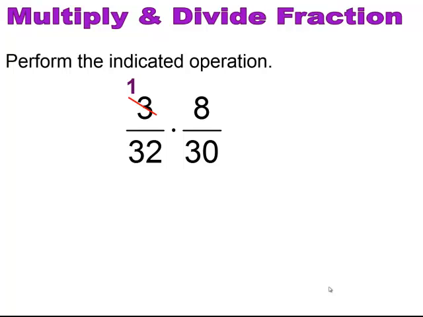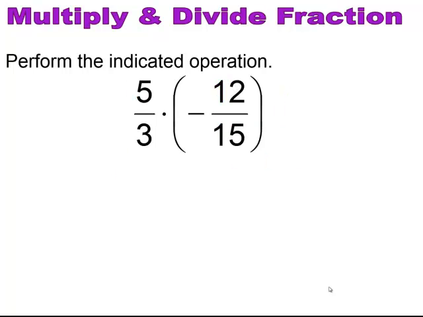So I simplify first. 3 goes into 3 once, 3 goes into 30 10 times, 8 goes into 8 once, 8 goes into 32 4 times, multiply across, 1 times 1 is 1, 4 times 10 is 40. So my answer here is 1/40, and it's a reduced fraction. Pause and try.